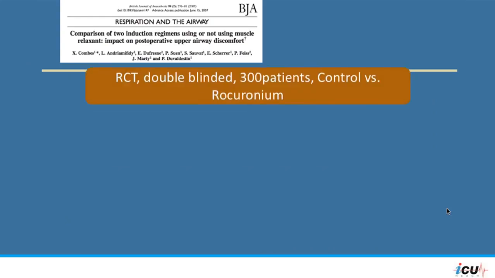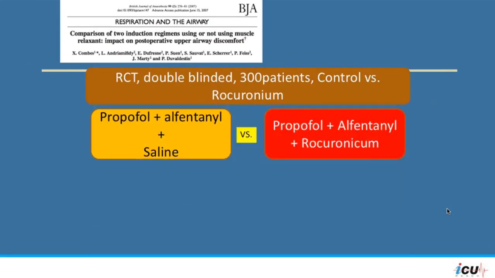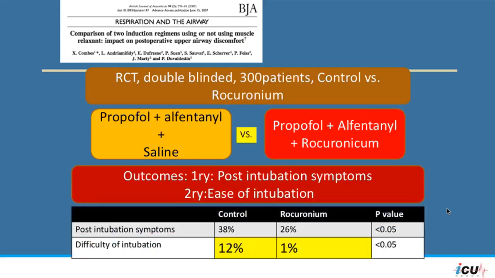One randomized controlled trial I thought I'd share with you was double-blinded and recruited 300 patients. They compared propofol, alfentanil, and saline against propofol, alfentanil, and rocuronium. They were looking at the post-intubation symptoms as well as the ease of intubation. And as you can see, there's a significant reduction in the incidence of difficult intubation as well as the post-intubation symptoms.